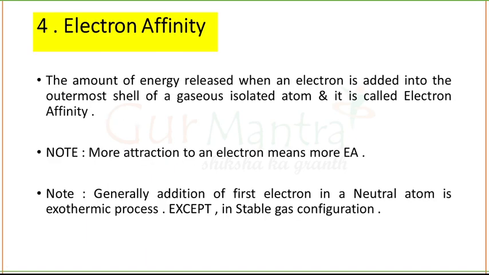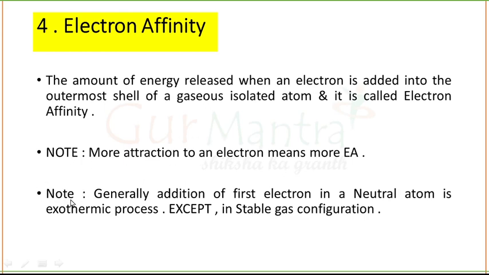So basically electron affinity is the amount of energy to gain an electron in a particular outermost shell. Or you can say the amount of energy released when an electron is added into the outermost shell of a gaseous isolated atom, and this energy is known as electron affinity. The tendency of an atom or a molecule to accept an electron in its outermost shell is known as electron affinity. Now, more attraction to an electron means more electron affinity.